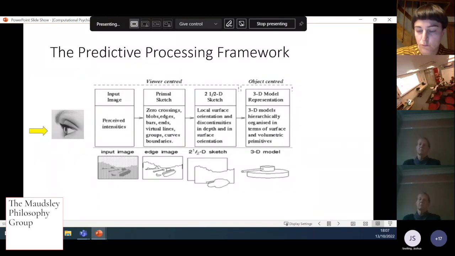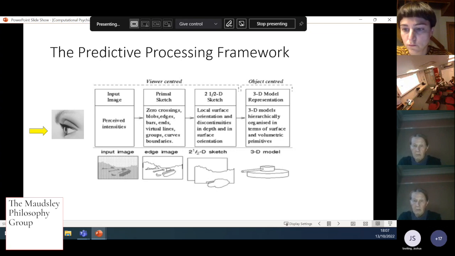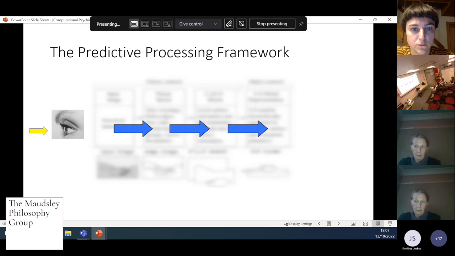So, on the standard view, stuff in the outside world impacts our sensory surfaces and gets processed, gets passed on up. Here, this is from Marr's account of vision. You get an increasing degree of complexity. So most of the action is going in that direction.